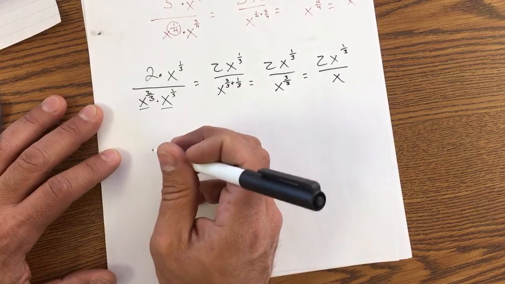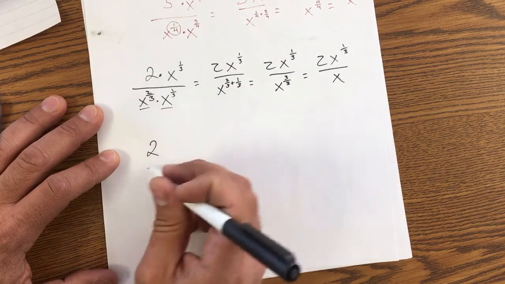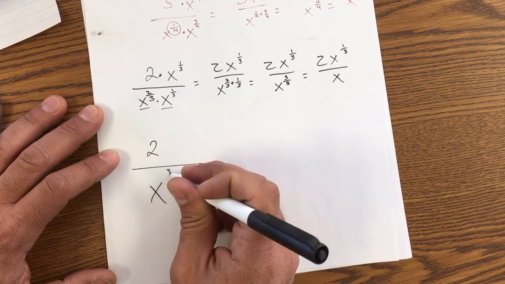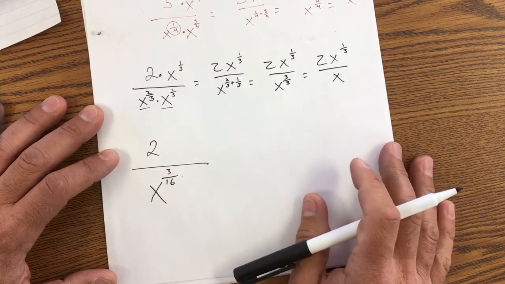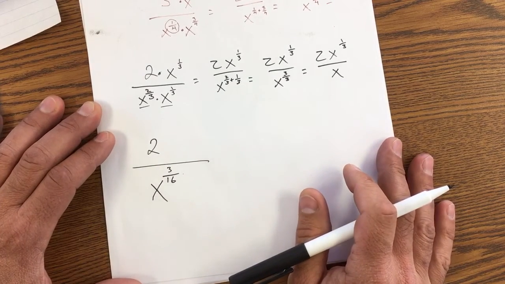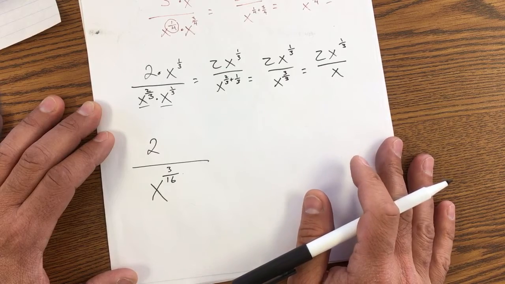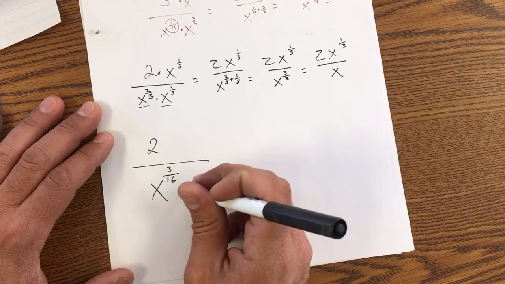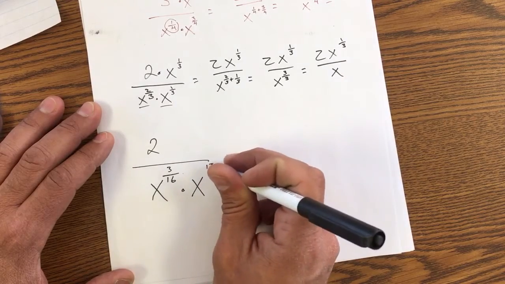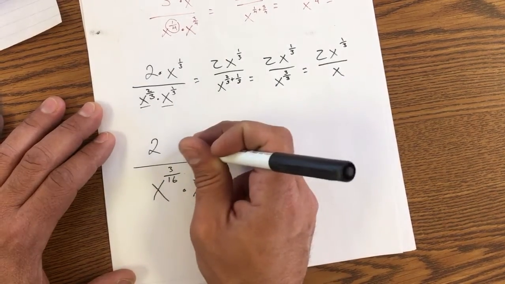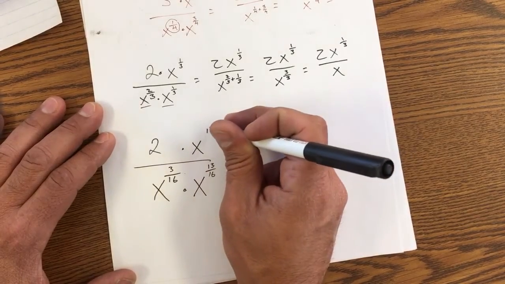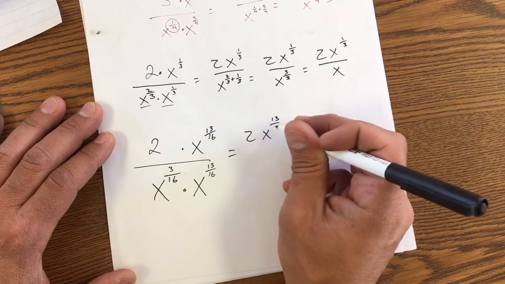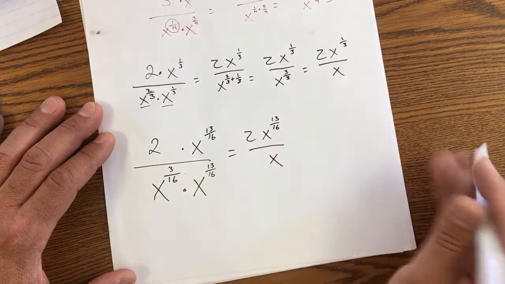Sometimes the numbers will be really off. Like it'll say x to the 3/16. Okay, so now I'm thinking, how many 16ths do I have to add to 3/16 to get 16/16? And the answer to that is 13. So I'm going to go x to the 13/16. Whatever I multiply the denominator by, I multiply the numerator by. 2x to the 13/16 over x.